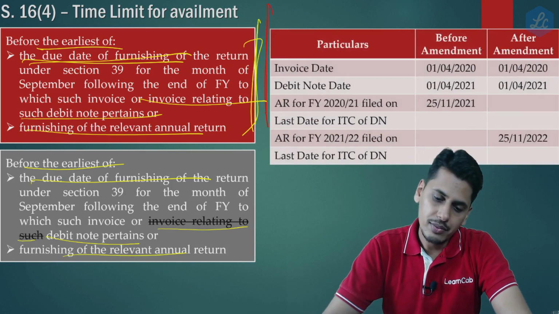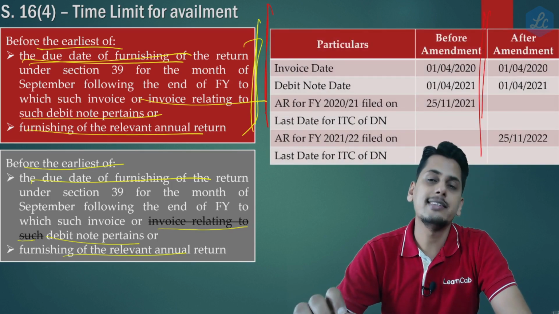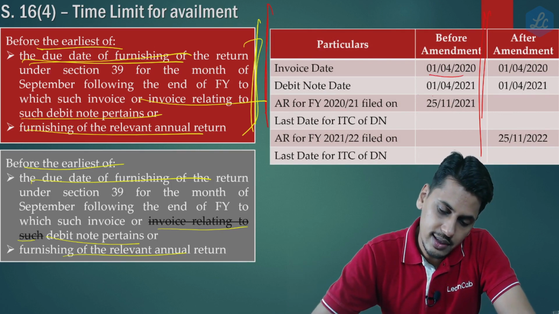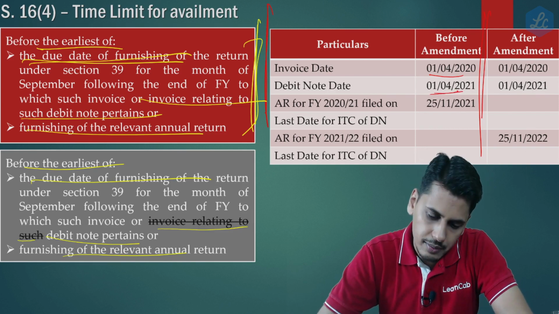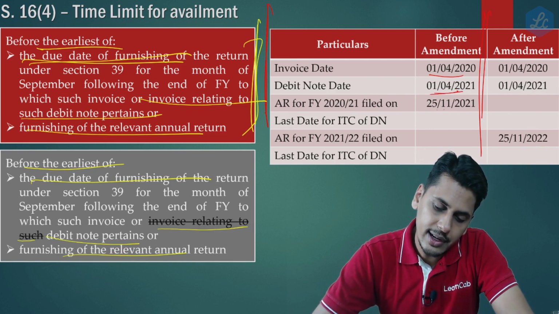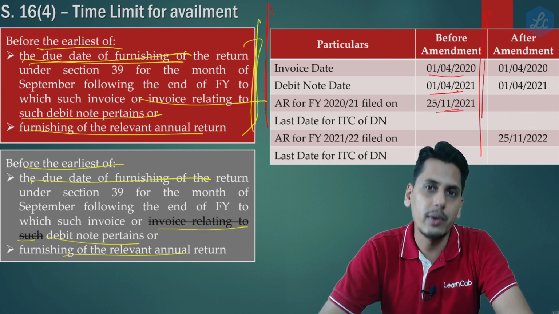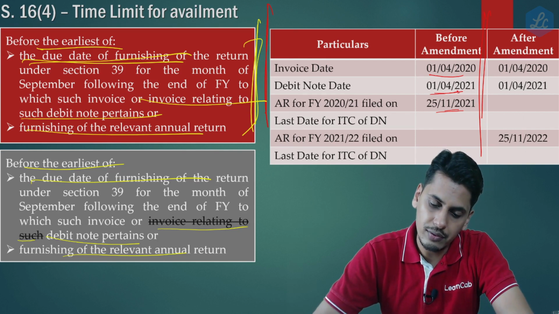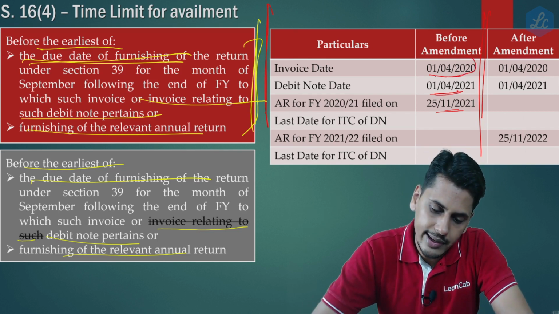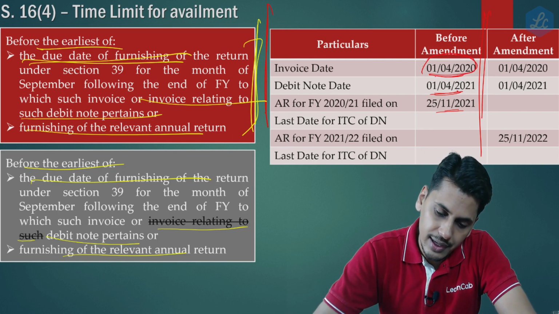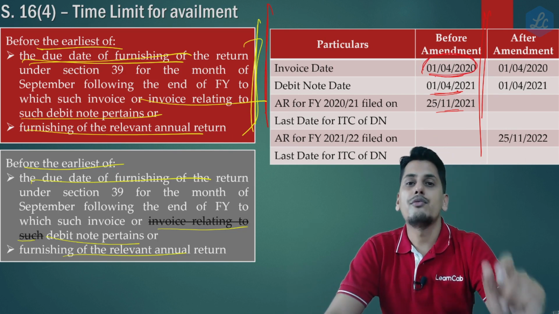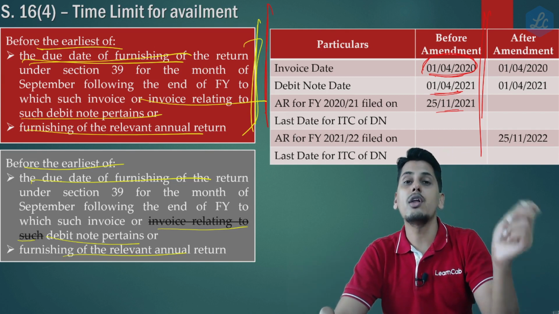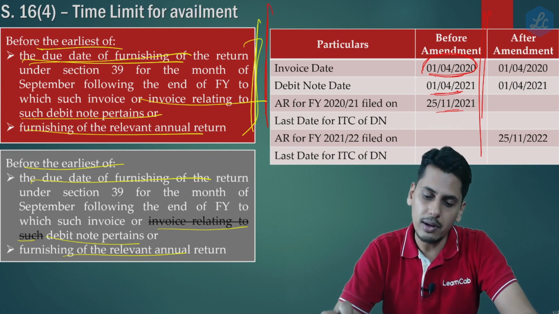Let's take an example. Situations prior to amendment and situation after amendment. Invoice dated 1st April 20. For this particular invoice, a debit note was issued dated 1st April 21. Annual return for financial year 2021 is filed on 25th November 2021. So now friends, prior to amendment, the last date for availment of input tax credit of the debit note was also based on the date of invoice. So friends, the invoice is fitting into financial year 2021. For financial year 2021, the last date for availment of input tax credit is September month following the end of the financial year. So it is going to be September 2021.